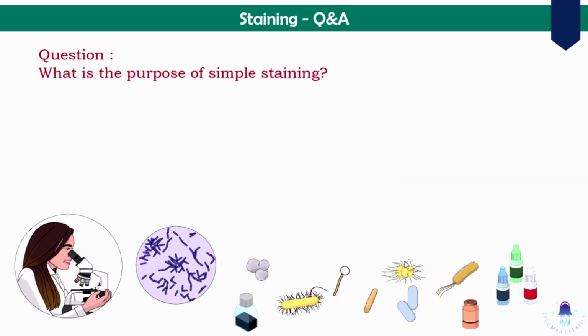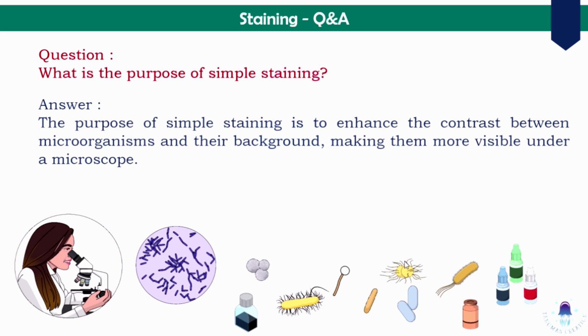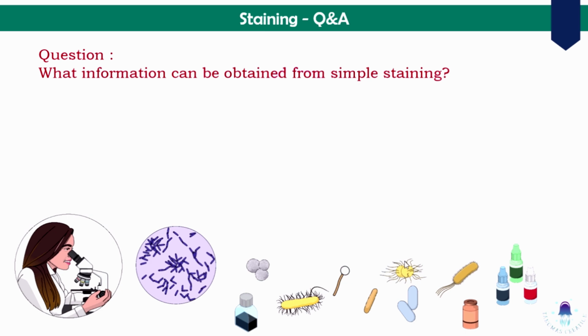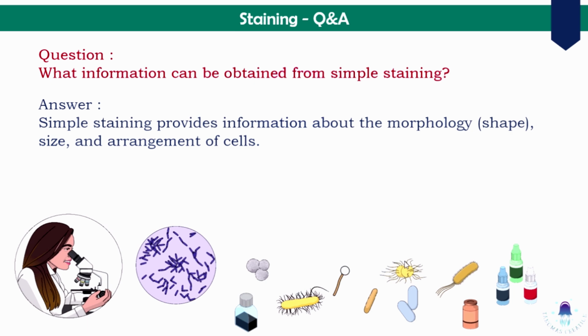Question: What is the purpose of simple staining? Answer: The purpose of simple staining is to enhance the contrast between microorganisms and their background, making them more visible under a microscope. Question: What information can be obtained from simple staining? Answer: Simple staining provides information about the morphology, shape, size, and arrangement of cells.